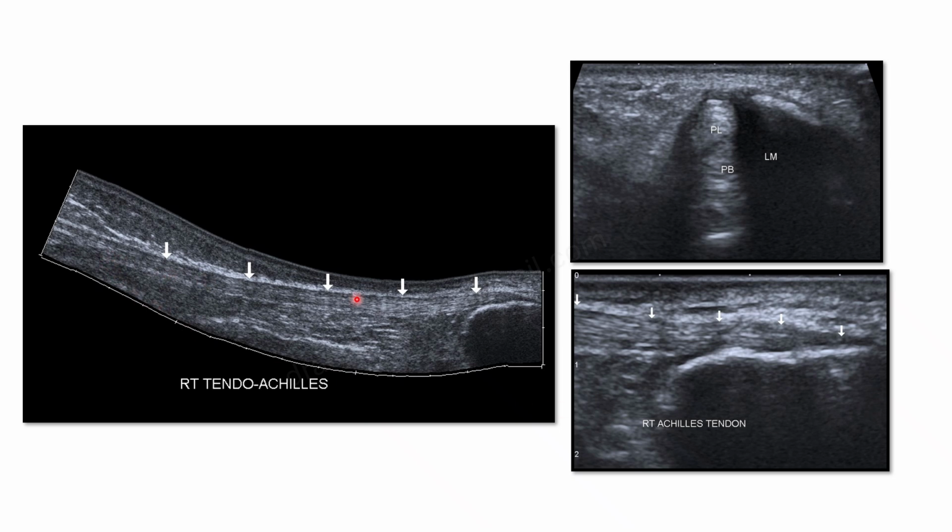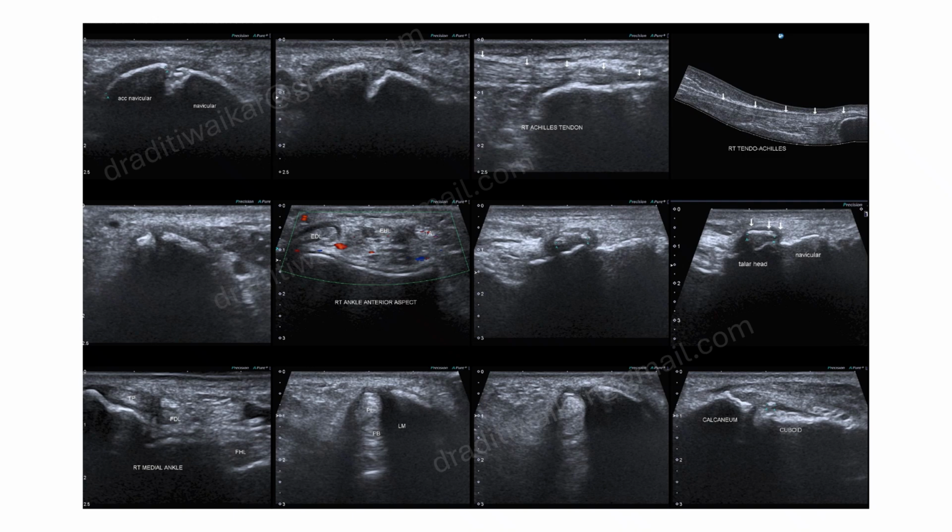Right tendo-Achilles looked pretty fine, intact. Peroneus longus and peroneus brevis tendons were mildly thickened, and there was minimal tenosynovitis. That could be because of the altered biomechanics.